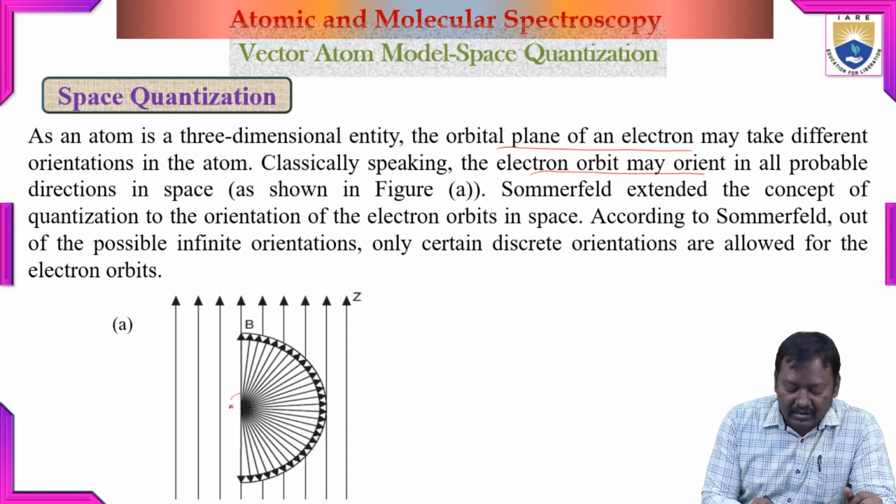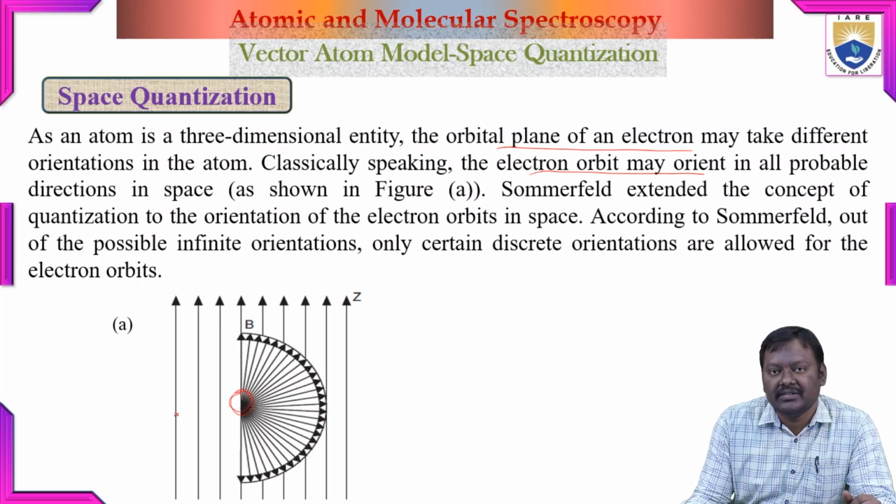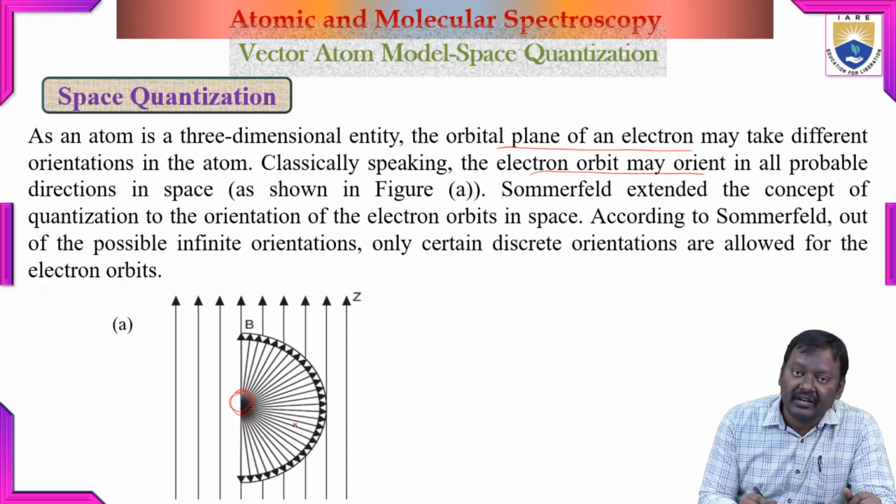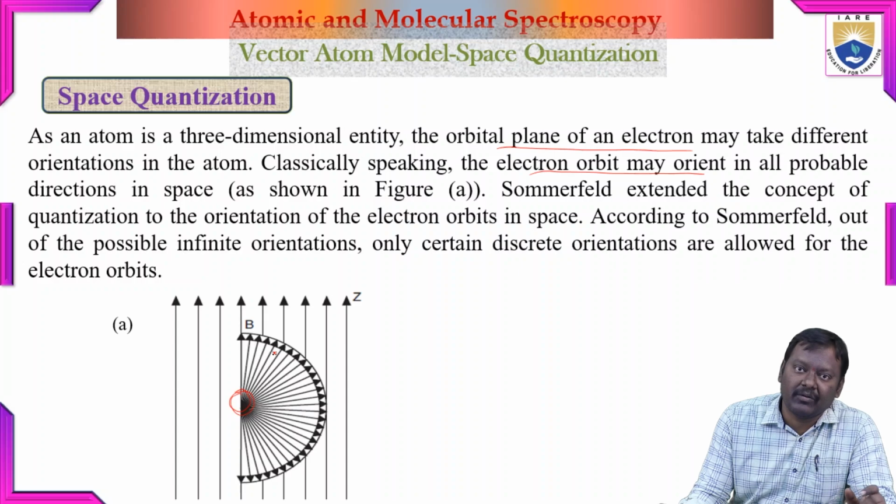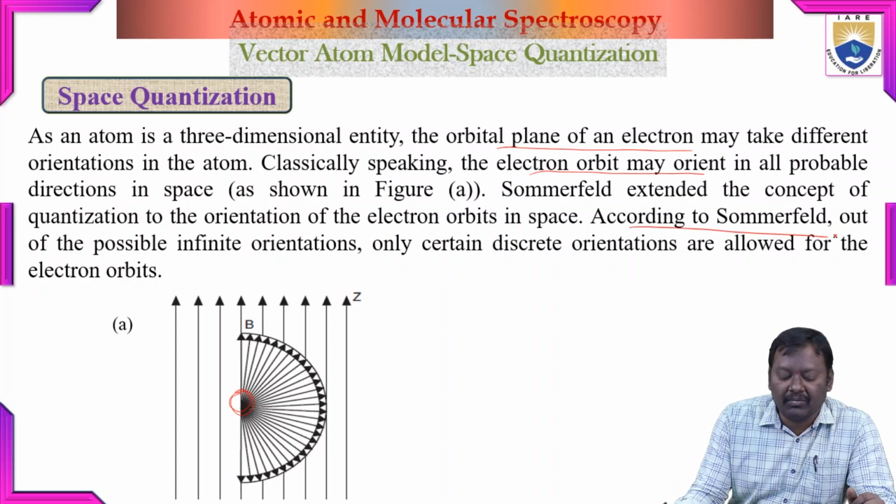Here, with the nucleus at this position, the electron orbit can take any orientation. The electron may not orient in only a single direction, but can have several directions of orientation of the orbit. According to Sommerfeld, out of these infinitely many possible directions, only certain discrete orientations are allowed for the electron orbits. In general, we may assume the electron orbit can take any direction, but Sommerfeld proposed that these orientations are only in certain discrete directions.